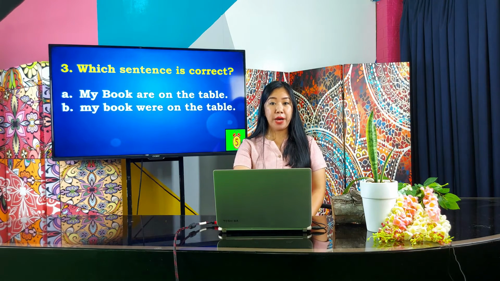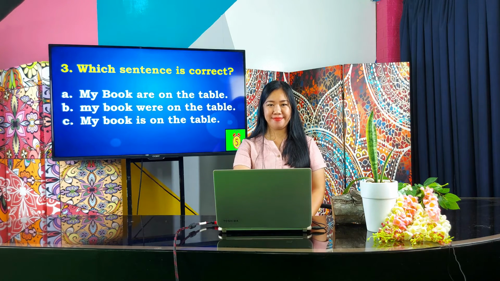Letter B. My book were on the table. It starts with a small letter and ends with a period. And letter C. My book is on the table. It starts with a capital letter and ends with a period. What is your answer? The correct answer is letter C. My book is on the table.